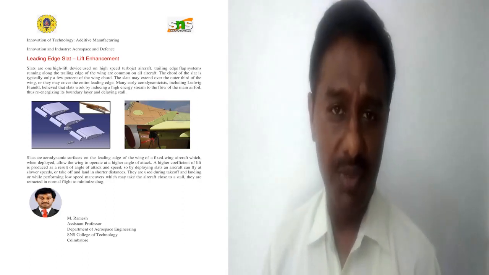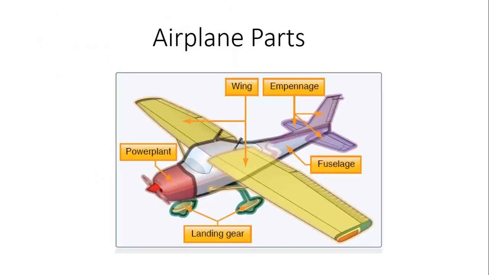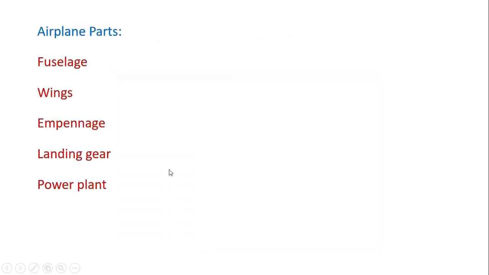Now, let's move on to this topic. Airplane parts. The airplane parts are shown in this figure: wing, empennage, fuselage, landing gear, and power plant. In general, airplanes are designed for a variety of purposes. Most of them have the same major components. The overall characteristics are largely determined by the original design objectives. Most airplane structures include a fuselage, wings, an empennage, landing gear, and a power plant.